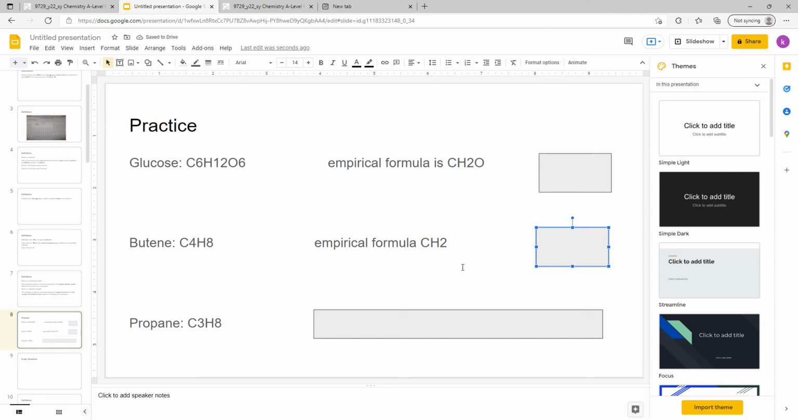However, when it comes to propane, we realize that we cannot do such a thing, as these numbers have no common factors. Dividing each number by 3 would not work, since 8/3 is not a whole number, and thus there is no empirical formula.